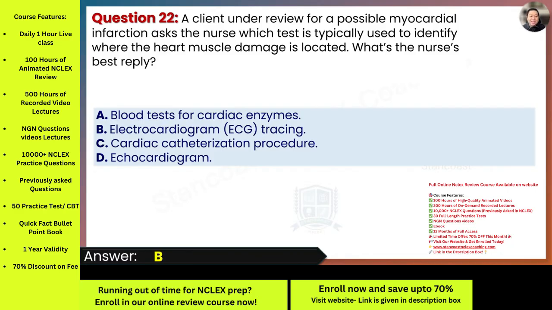It's also fast, non-invasive, and widely available, and it's going to be the primary tool used in suspected MI cases.